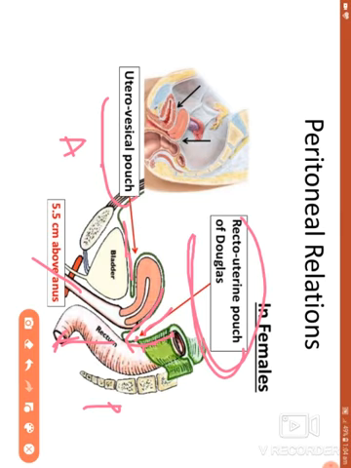For this recto-uterine pouch, anteriorly is the posterior surface of the uterus and posteriorly is the anterior surface of the rectum. For the uterovesical pouch, anteriorly there is the superior surface of the bladder, and posteriorly the anterior surface of the uterus. That's about the recto-uterine pouch and the uterovesical pouch.